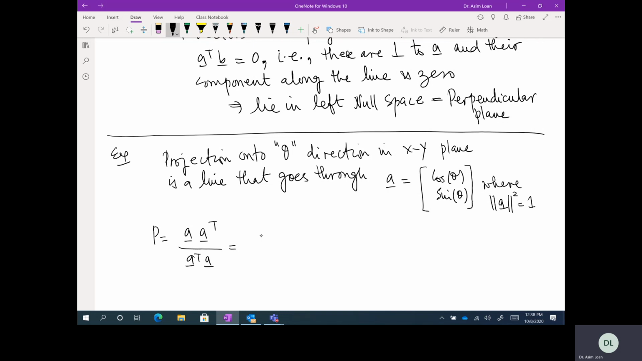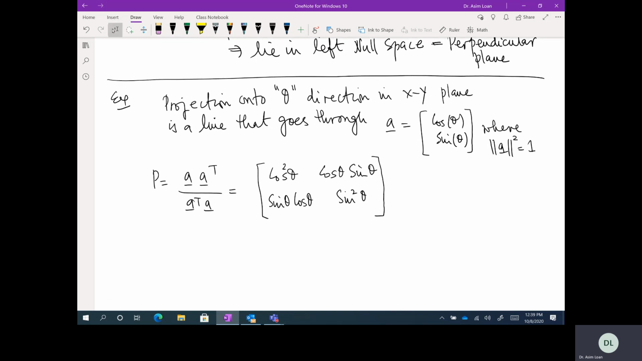So this is simply cosine square theta, cosine theta sine theta, sine theta cosine theta, and sine square theta. So if you compare this with the linear transformations lecture on projections, you'll find it's exactly the same matrix.